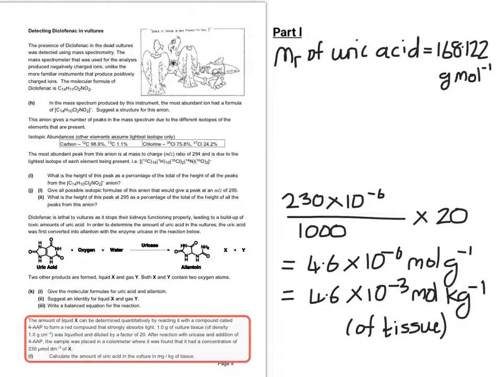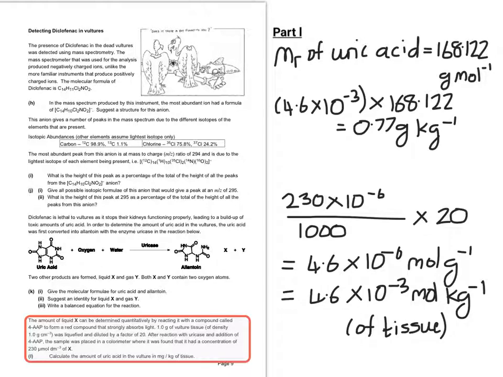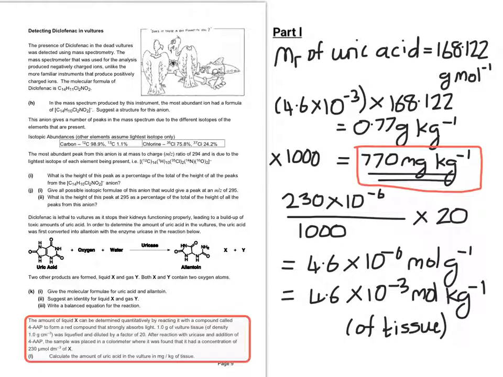So we've got the Mr of uric acid as 168.22 grams per mole. Multiplying the moles per kilogram times the Mr gives us the number of grams per kilogram. To convert that to milligrams per kilogram, we divide it by 1,000. Sorry, I meant to say multiply it by 1,000. So that gives us 770 milligrams per kilogram.